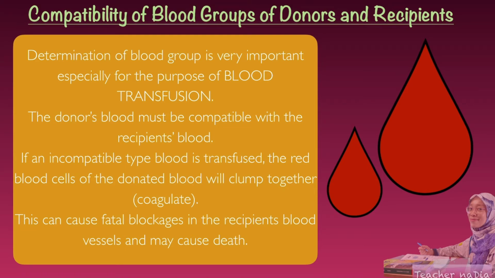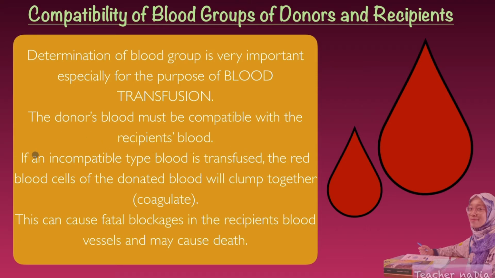So, compatibility of blood groups of donors and recipients. Why do we have to know the types of blood groups? This is important for the purpose of blood transfusion. For example, the donor's blood must be compatible with the recipient's blood.